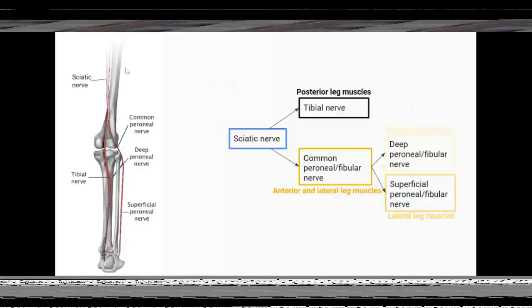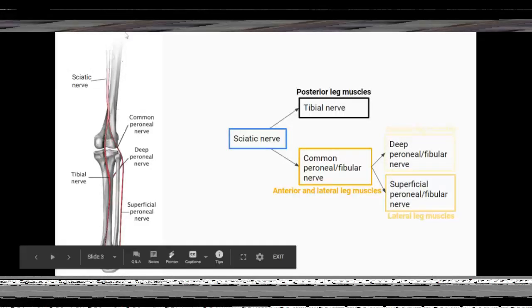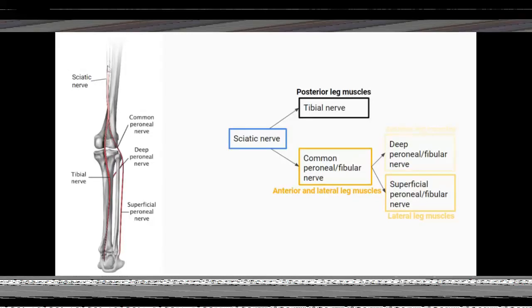All right, and then continuing on here, remember I said that we have the sciatic nerve. It's going to be starting up, just coming out of the pelvis, and it's going to be traveling down. This is the femur, and this is a posterior view of the lower limb. So the sciatic nerve is going to be traveling down, and then it's going to be bifurcating here into the common peroneal or fibular, whichever you prefer to call it, and the tibial nerve.